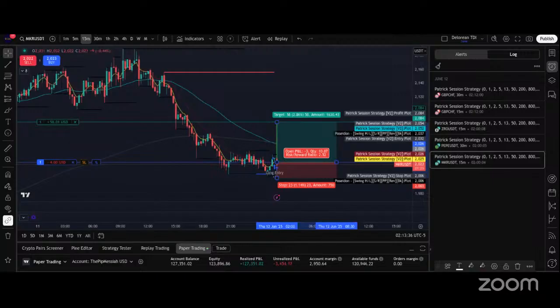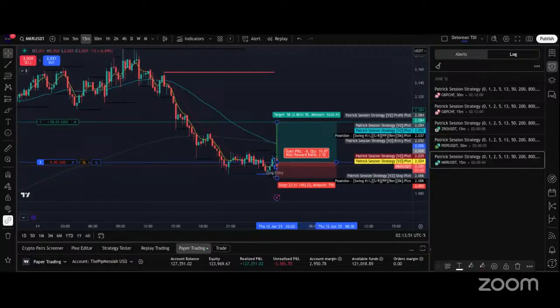Okay, so we're at a 2.52 risk to reward ratio. The take profit is 2084 even for 58 pips. The stop loss is 2003 even for 23 pips. And the entry price is 2026.